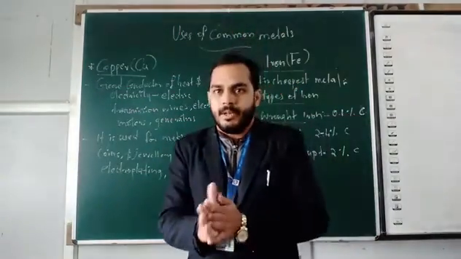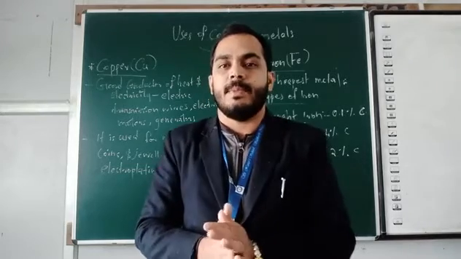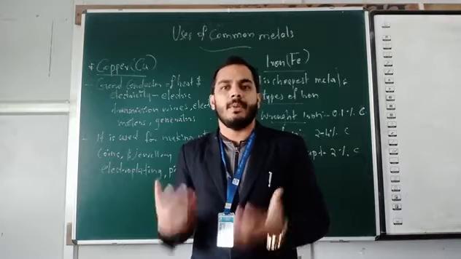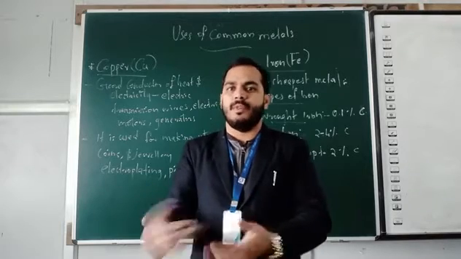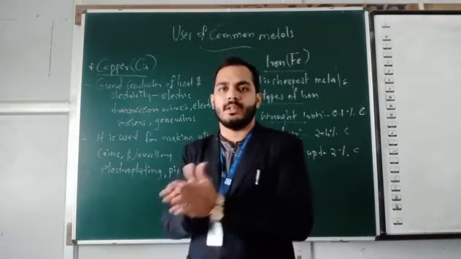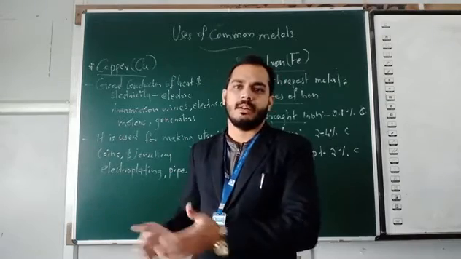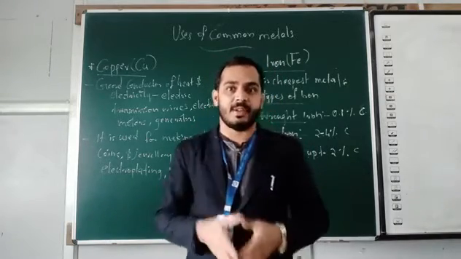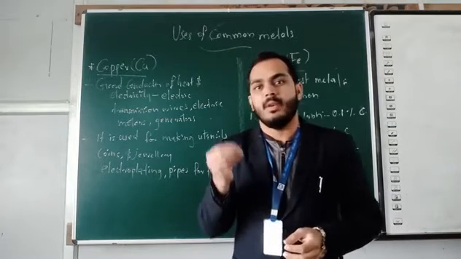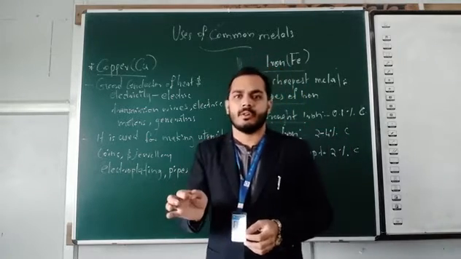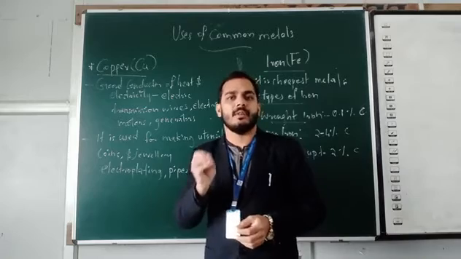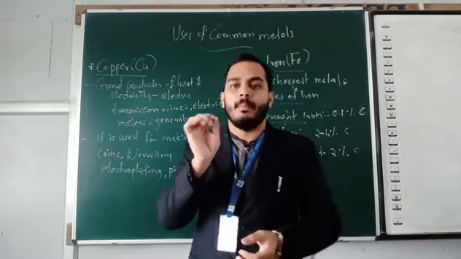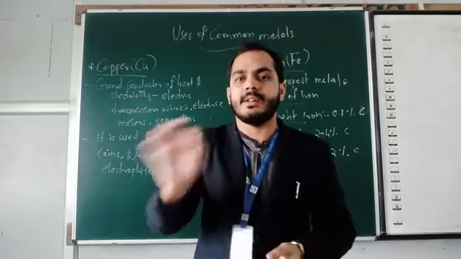Next one, aluminium. Aluminium is a silvery white metal. Aluminium is one of the familiar metals everywhere. In the home, in the school, in other buildings, everywhere we are using aluminium. What is the appearance of aluminium? It's a silvery white metal. It's a good conductor of heat and electricity, and that is most important. It also has malleable and ductile character.